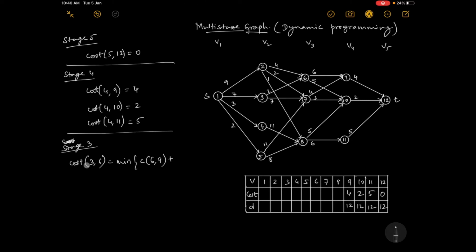So 6 has, third stage, sixth vertex has two paths, one is this and another is weight 5, correct? From 6 you can have two paths, so one is this and another is this. So if I go by this, 6 plus 4, if I go by this, 5 plus 2, correct? But I have to write it in a certain way.